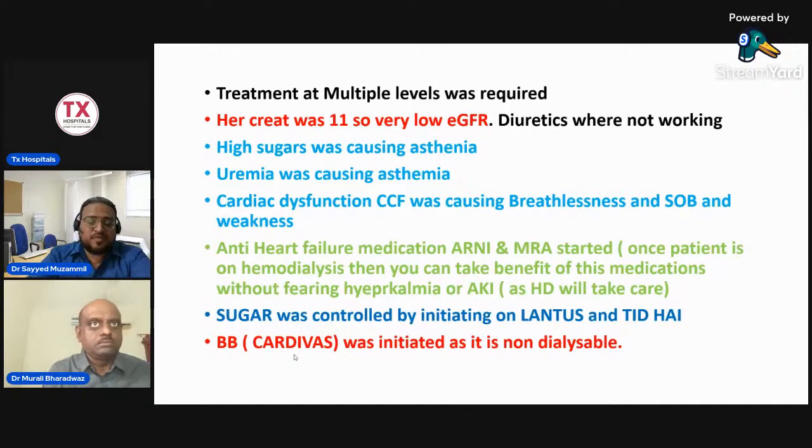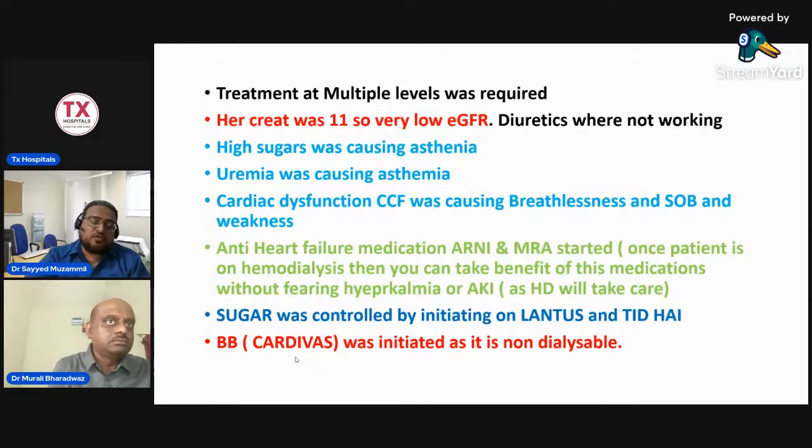And these patients are on hemodialysis. So if any hyperkalemia develops, the hemodialysis will take care of it, and you are free to give this medication and extract the cardiac benefits without worrying much about the kidney issues once the patient is on hemodialysis. So I put this lady on ARNI and MRA, and I controlled her sugar with the help of Lantus and human Actrapid insulin thrice a day, and I added a beta blocker.